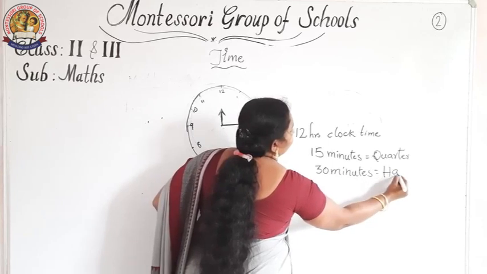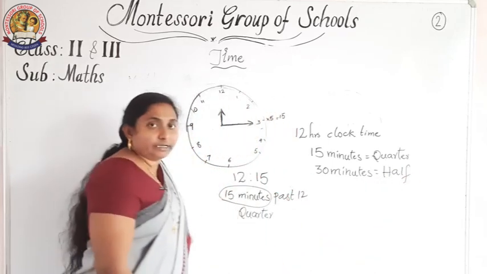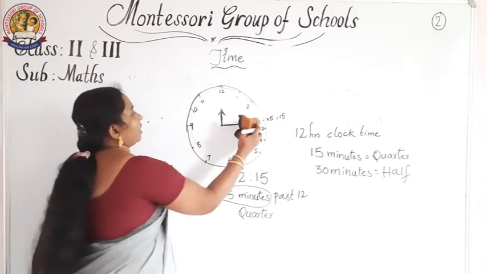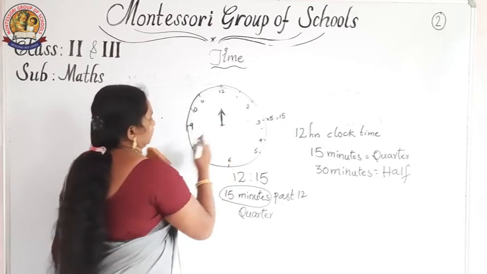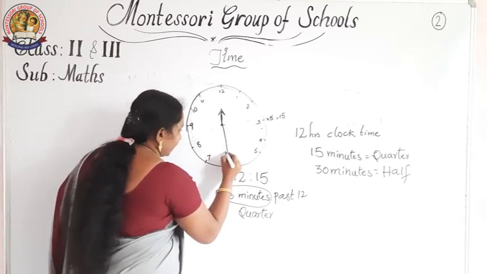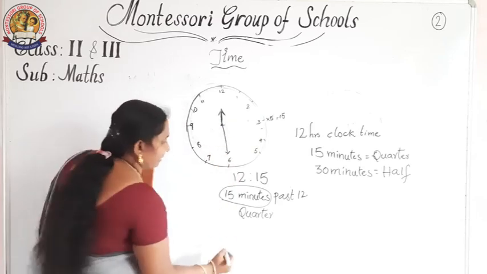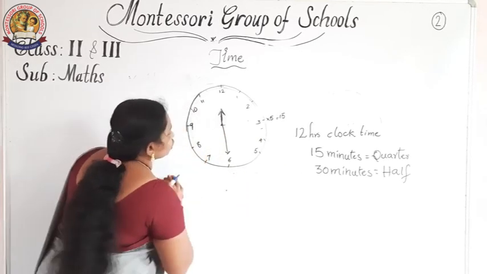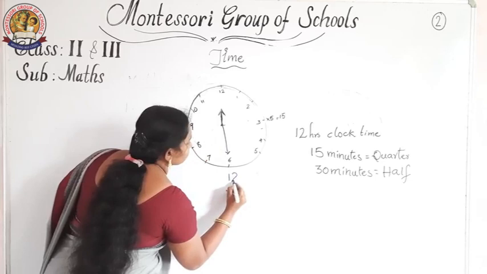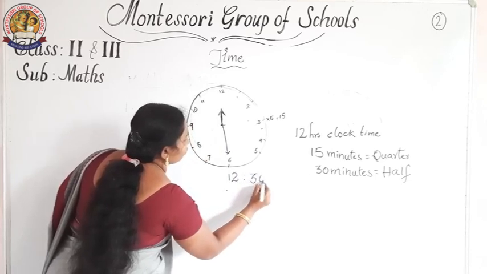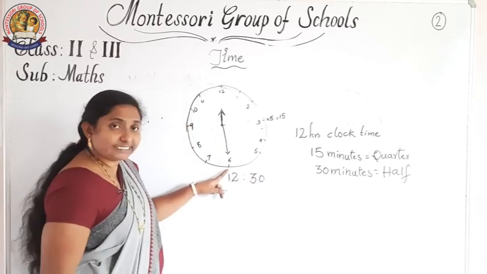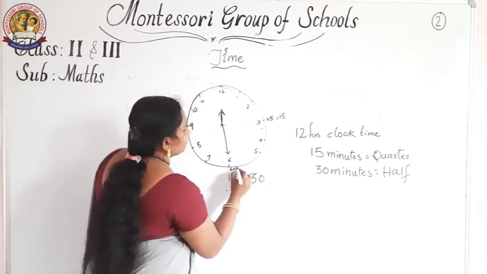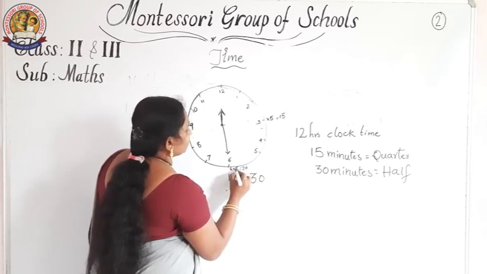Half. Okay, understood? Now for example, in 12, the minute hand shows 6. What can we write here? Here I write 12:30. Why are we writing 30? Here what is the number shown? 6. 6 5s are 30.